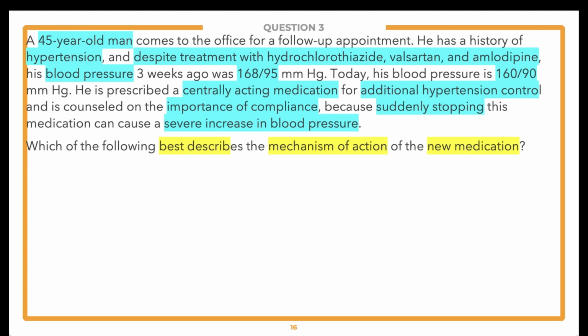So they give him a centrally acting medication for additional hypertension control. Importance of compliance, because suddenly stopping this medication can cause a severe increase in blood pressure. So take a look at those clues, and those clues right there should immediately tell you what drug this is. And once we know what drug it is, like the lead-in says, we've got to figure out the mechanism of action. So let's take a look at those answer choices.